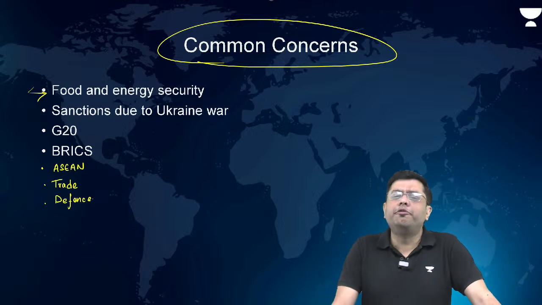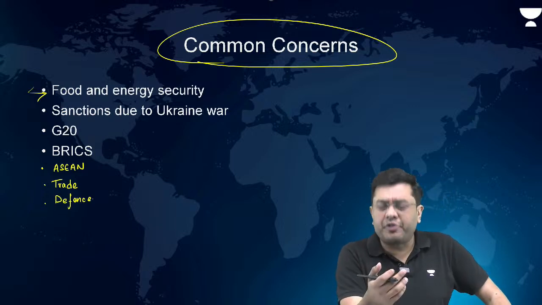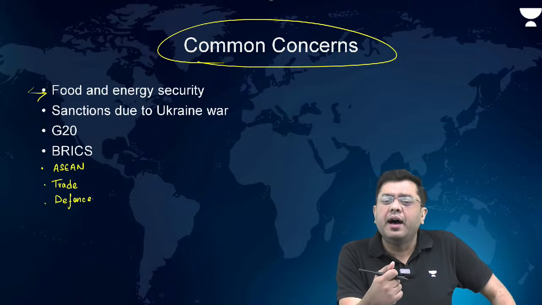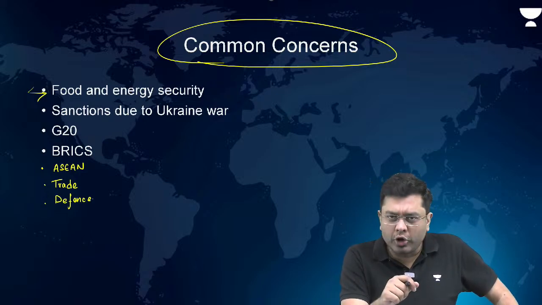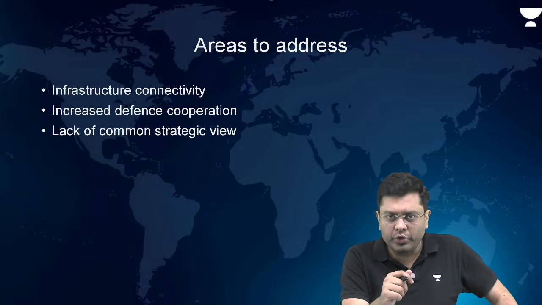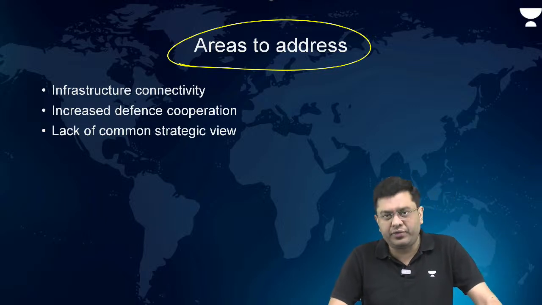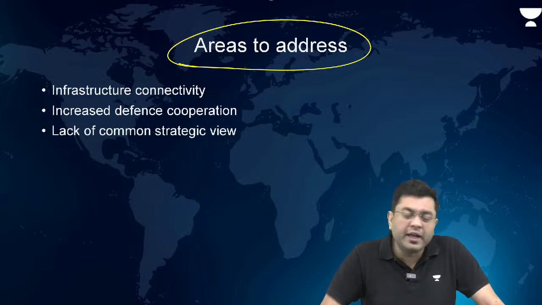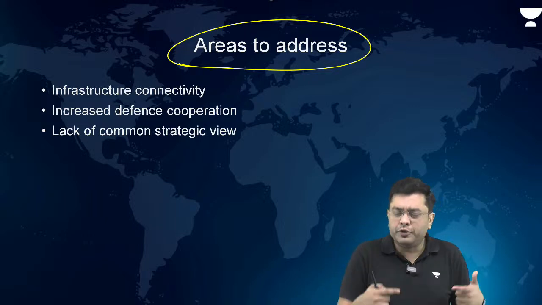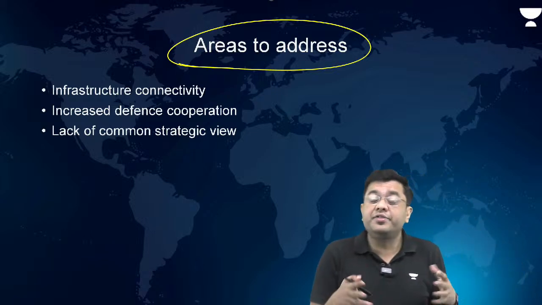But then there is still a lot of work to be done. There are many strategic experts who express their frustration in various articles about how the entire relation is not progressing at the speed that it should. So, for example, when we take a look at the areas to address, there is infrastructure connectivity, where a lot of work is still pending and a lot of progress still needs to be made.